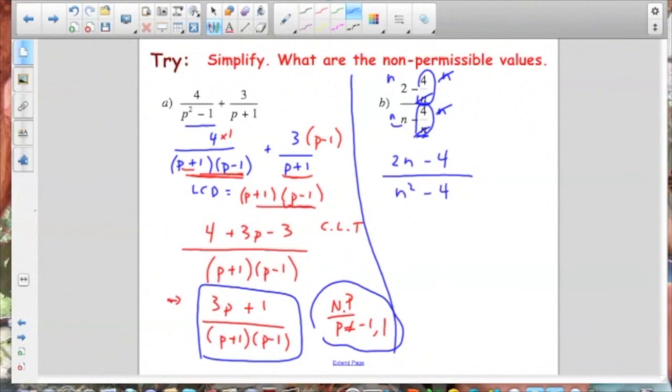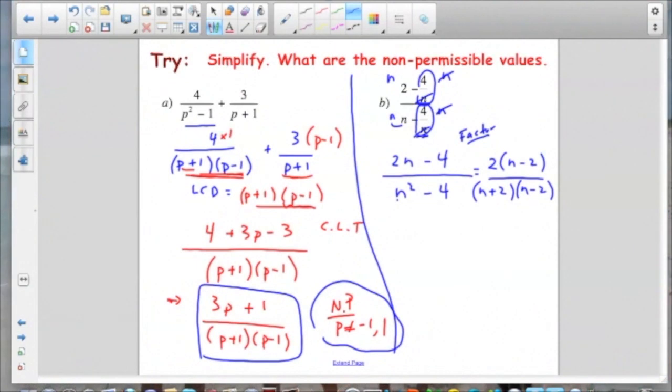Okay, now we're going to factor. So 2 is common, n minus 2, and difference of squares, so n plus 2, n minus 2. Let's do our non-permissibles. So looking at this and this, we have n cannot equal 2 and -2. So there are our non-permissibles. Now let's cancel. So we're left with that.